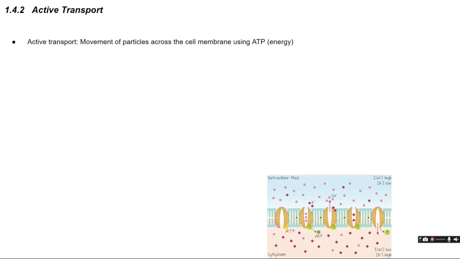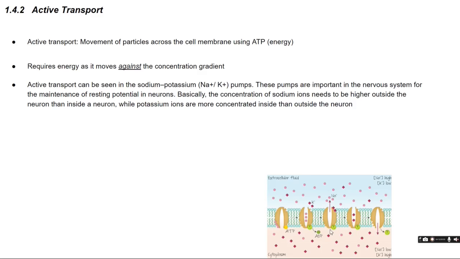This is similar to passive transport, except it requires ATP, energy. We said passive and facilitated diffusion do not require energy, but active transport does. It requires it since it moves against the concentration gradient. An example of this could be seen in potassium ion pumps. These pumps are important in the nervous system for the maintenance of resting potential in neurons.